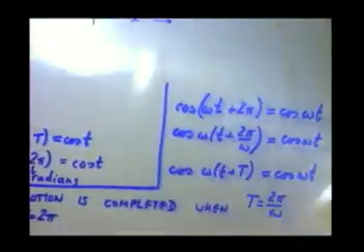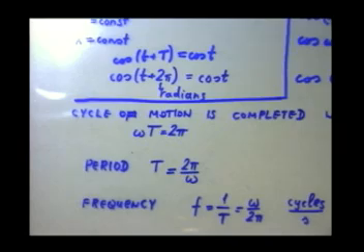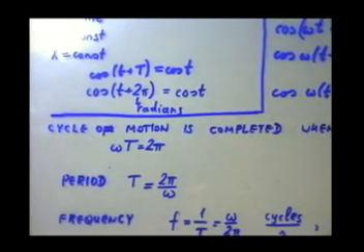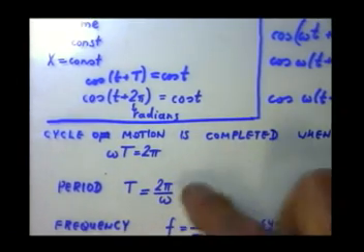Please ask questions, because it's very, very important that we are on the same wavelength, so to say, especially as we talk about vibrations. So the period of cosine omega t equals 2 pi divided by omega.